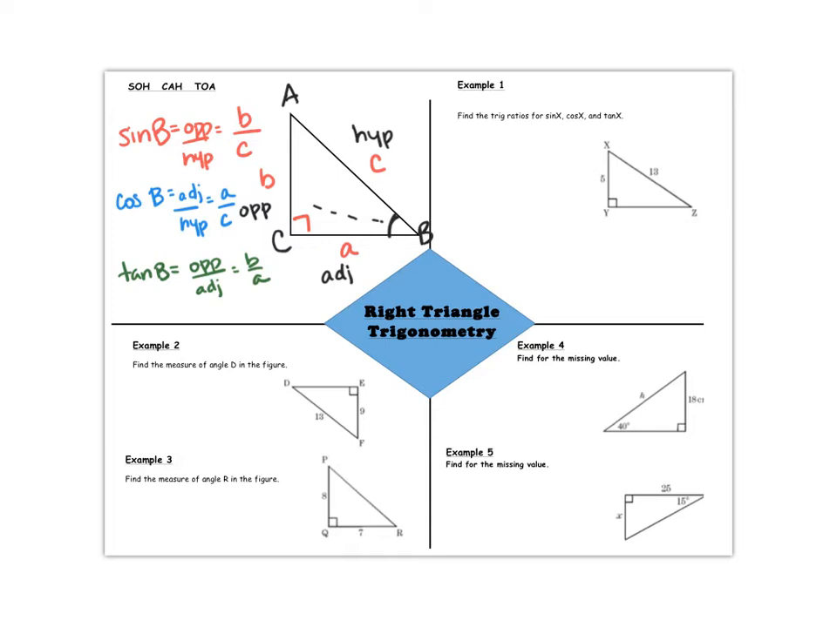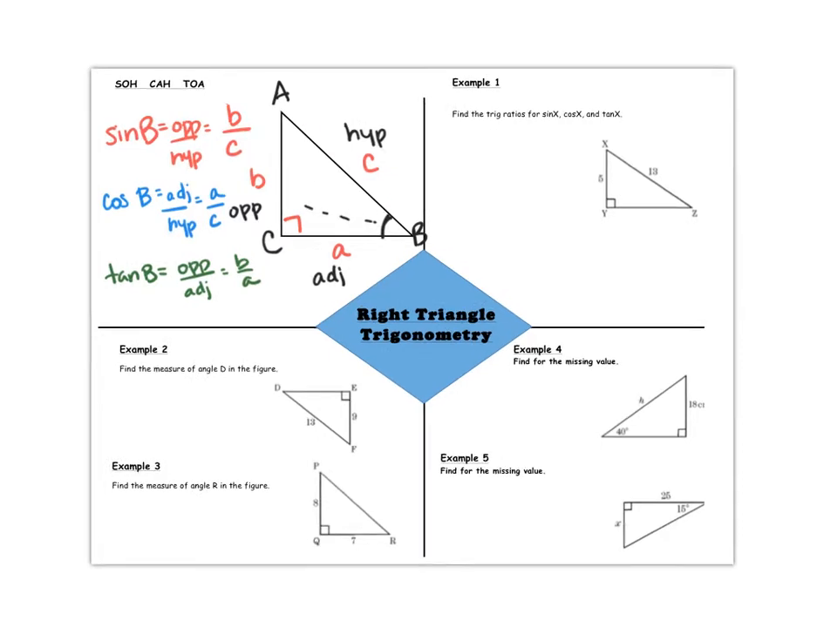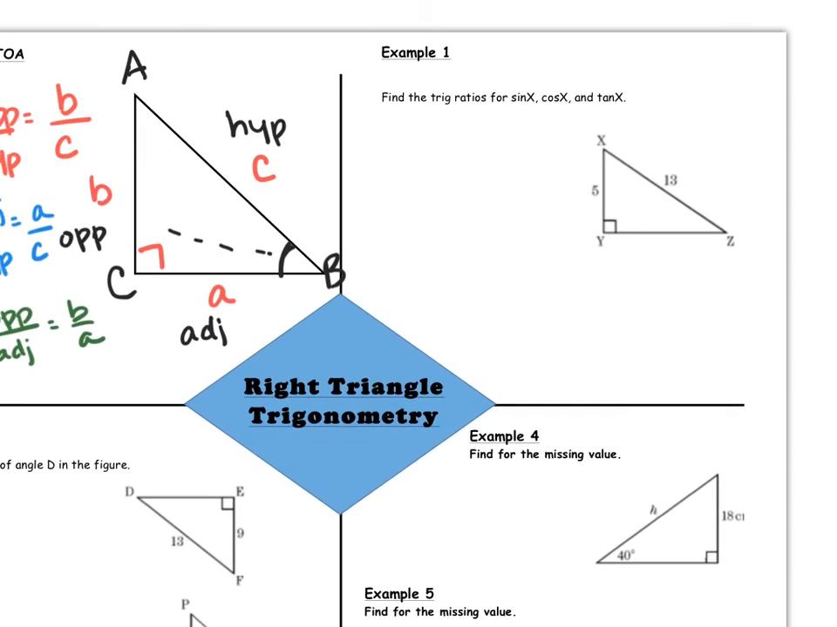So let's do a few examples. Look at example 1. Find the trig ratios for sine x, cosine x, and tan x. So they're telling us to mark angle x first. So let's mark angle x up here. That's the angle of interest. And then we'll label the sides with respect to x. So we have this side is the opposite side. The side that x touches is the adjacent side. And the side across from the right angle is the hypotenuse.